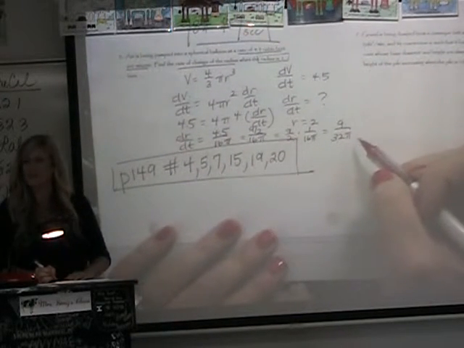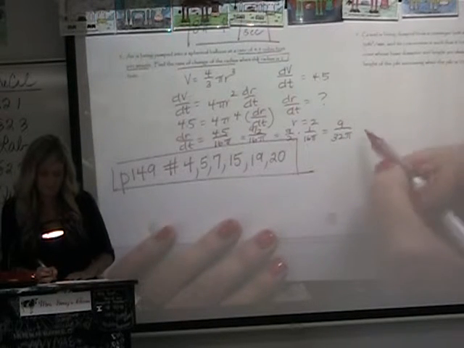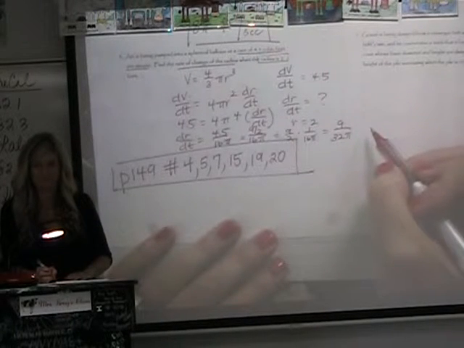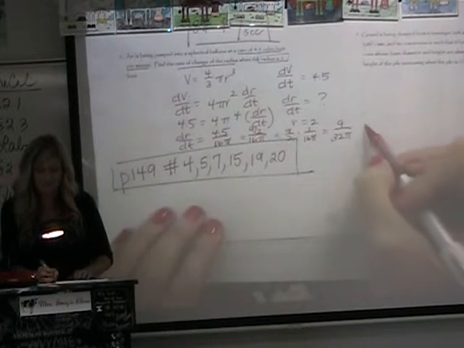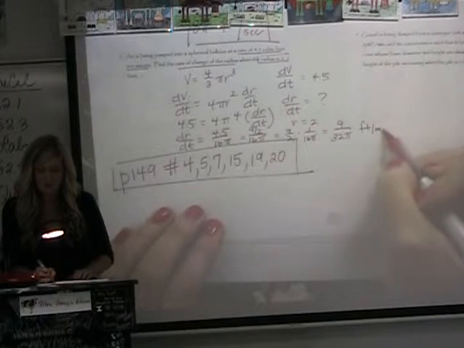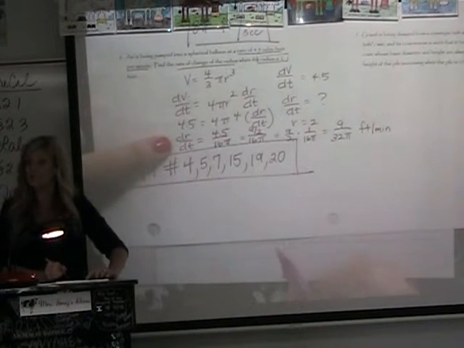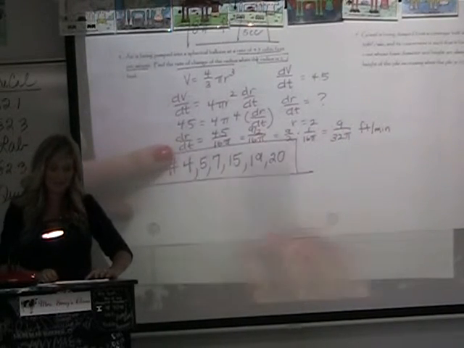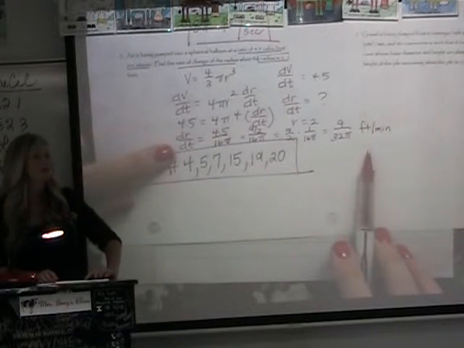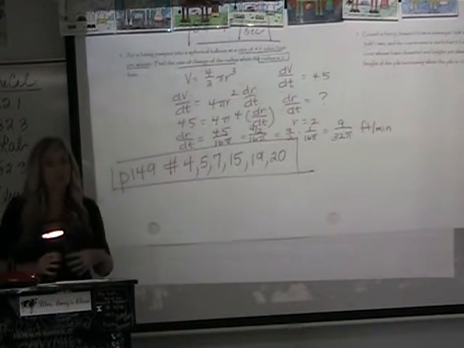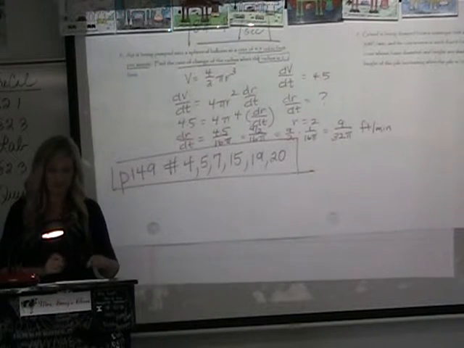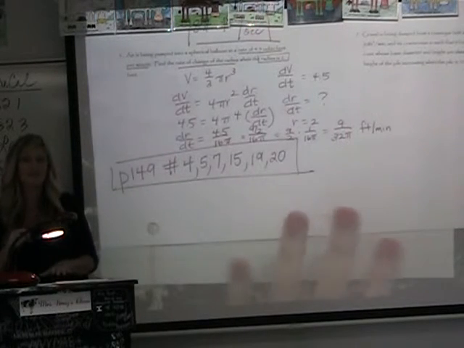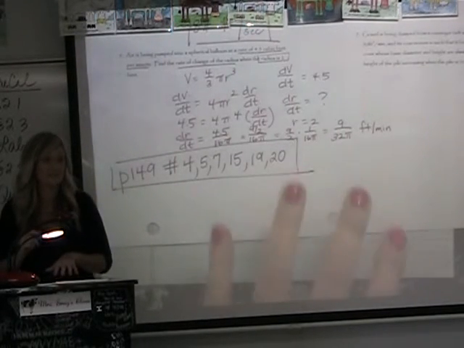Can somebody talk to me about units? Feet cubed per minute. Close. Feet per minute. It's just feet per minute because what we're finding is dr by dt, and so the radius is measured in plain old feet and time is measured in minutes. dV by dt is measured in feet cubed per minute because volume is measured in feet cubed, but the radius is measured in plain old feet. Okay, so that's what you should have for number 5. Hopefully if you didn't have that, you fixed it in your notes.